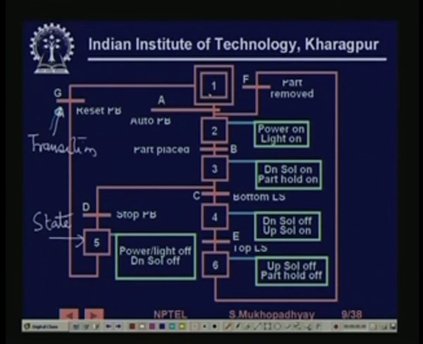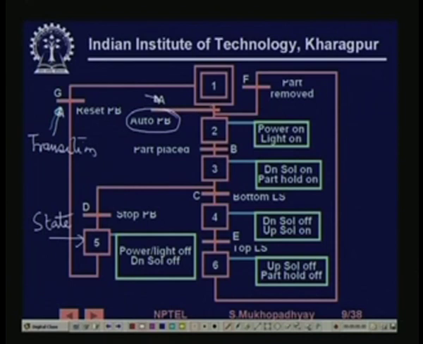You see that when you have a double square, it means that is the initial state. If the auto push button is pressed, this transition A gets activated, and takes the system from state 1 to state 2. This is the transition condition. You can have much more complicated conditions, but in this case we have very simple conditions. If this transition occurs, then the system comes to state 2.